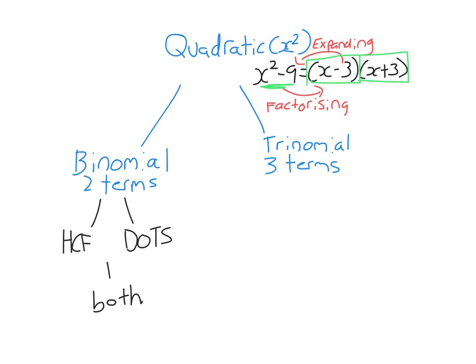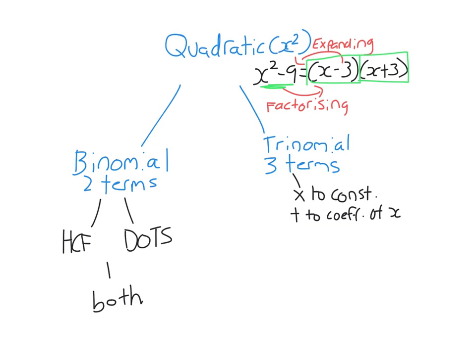For trinomials, on the other hand, we need a different method. It doesn't really have a name, but what we're going to do is find two numbers that times to the constant term, the term by itself, and add to the coefficient, which means the number in front of x in this case. You need to be able to identify which type it is.